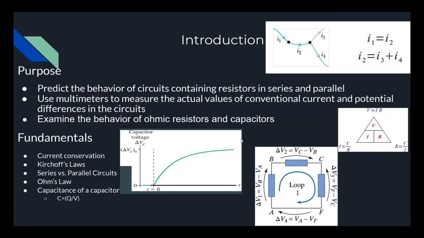As an introduction, the purpose of this lab is to predict the behavior of circuits containing resistors in series and parallel, use multimeters to measure actual values of current and potential differences in the circuits, and examine the behavior of ohmic resistors and capacitors. The fundamental physics concepts that were used in conducting this lab can be seen listed below.